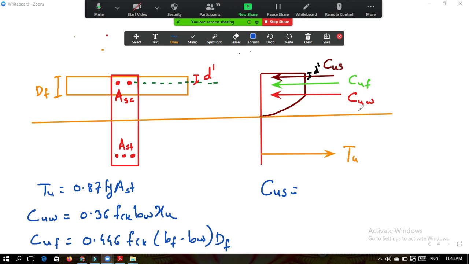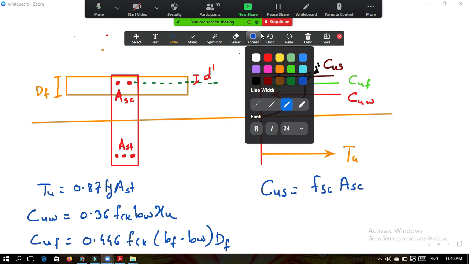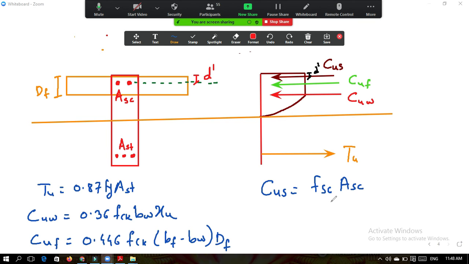It is nothing but the force, which is stress into area. This is the compressive force in steel, so I should consider the compressive stress in steel into the area of steel. Area of steel is already known to me. So I can write here, it is FSC into ASC. But again the same thing is there that we have seen previously. This is the stress in steel, this is the area of steel, but whatever steel bars I am going to provide here, that much concrete is removed from that part. So I have to consider that stress also.